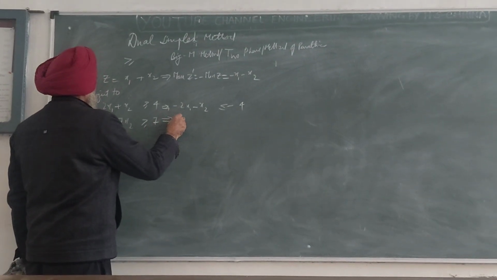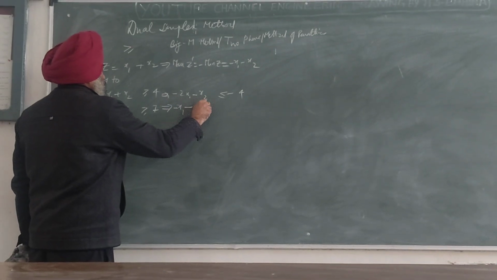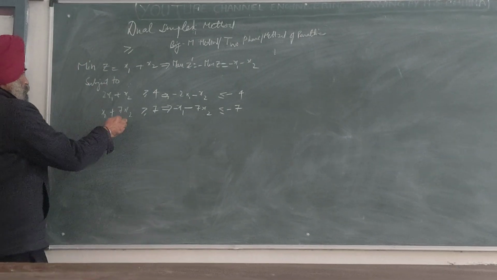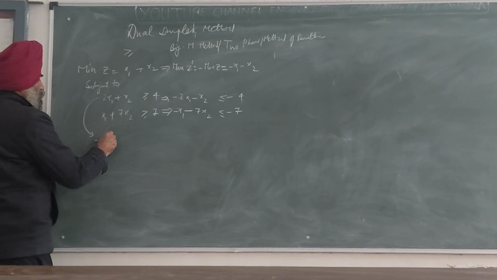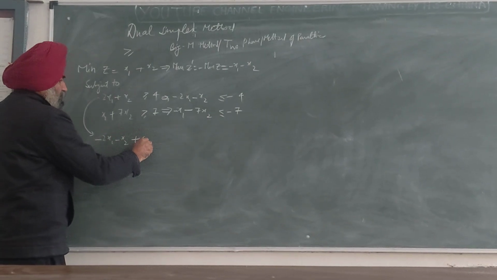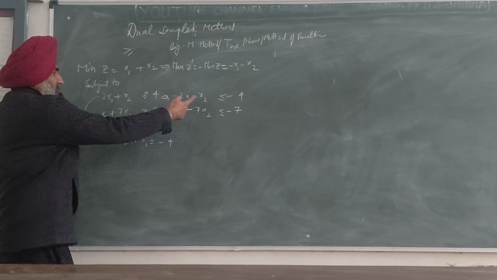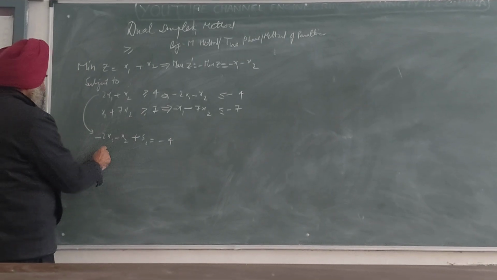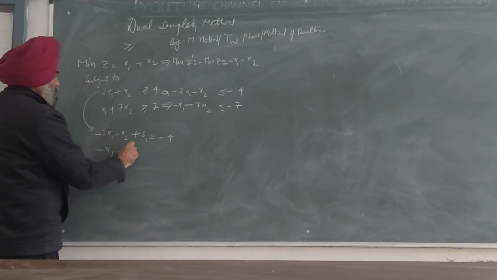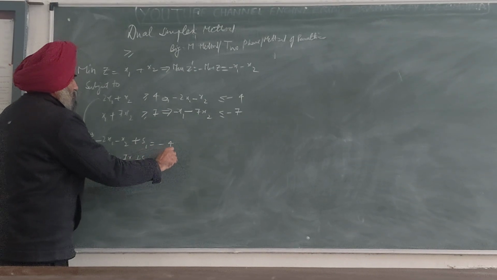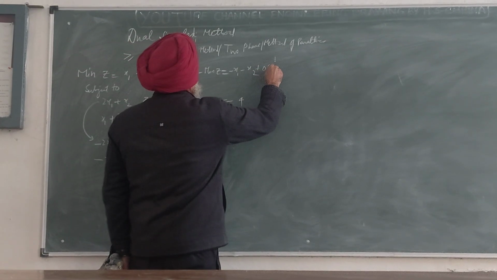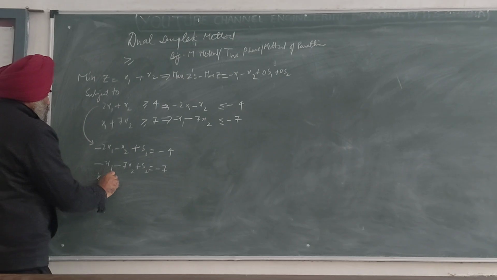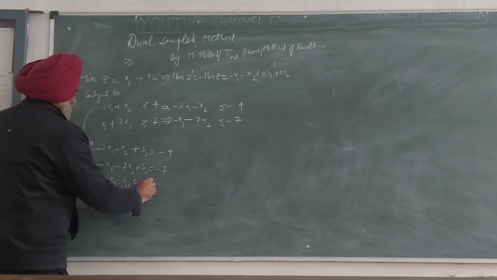So this is another one: x1 plus 7x2 greater than or equal to 7. Multiply the whole equation by the minus sign, and the sign will change. So converting, we get minus 2x1 minus x2 plus s1 is equal to minus 4, because this is less than or equal to on our right hand side. Similarly, minus x1 minus 7x2 plus s2 is equal to minus 7. Here you will add 0 times s1 plus 0 times s2, clear? Similarly x1, x2, s1, s2 greater than or equal to 0.